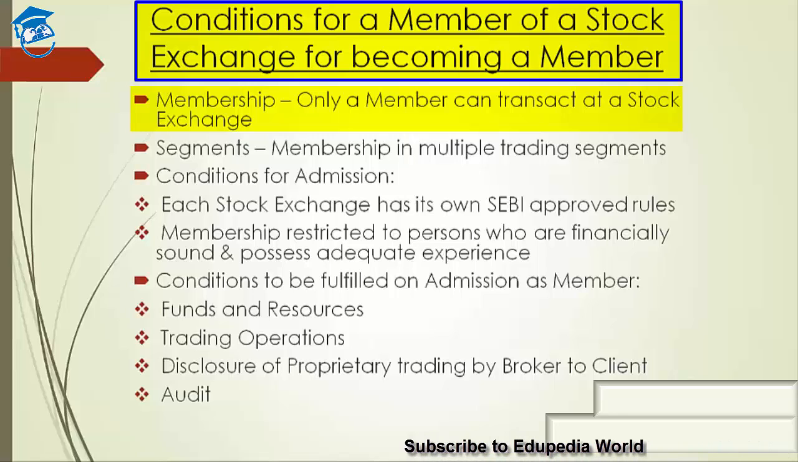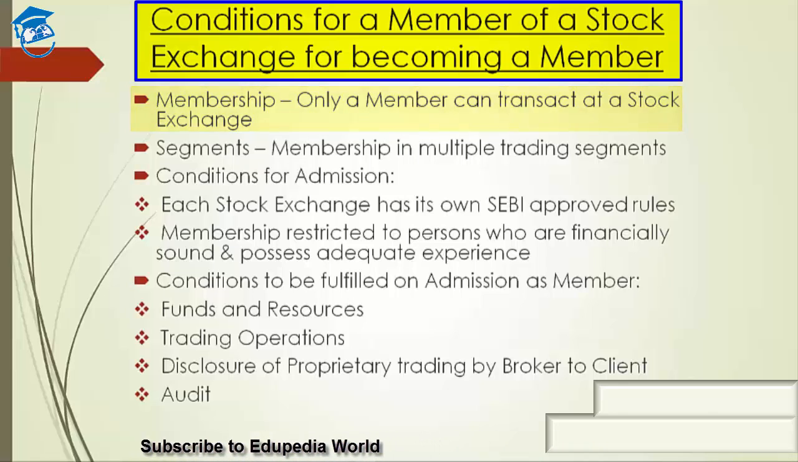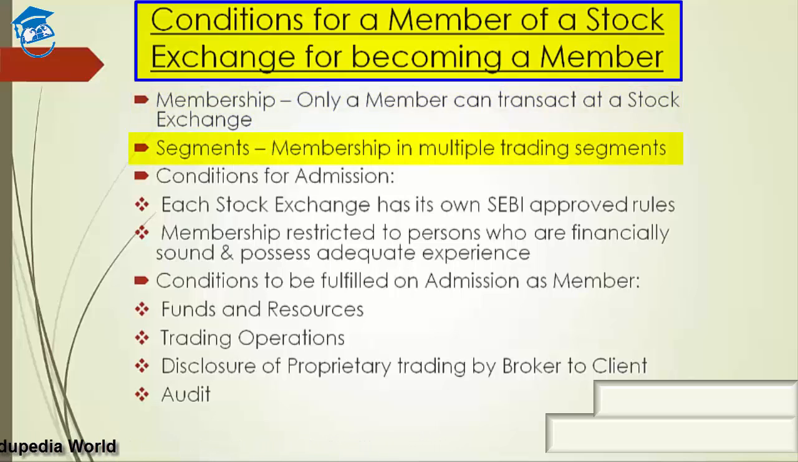Number one. Clear? Cool. Then comes the segments. So the stock exchange can have membership in multiple trading segments, such as capital market segment, then comes wholesale debt market segment, then comes derivative segment. All these are different segments.